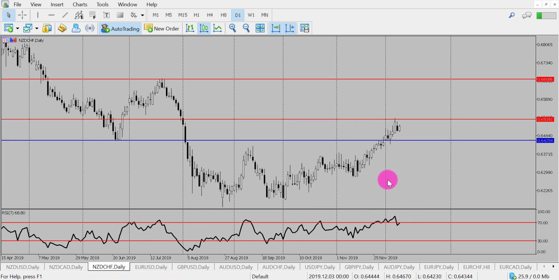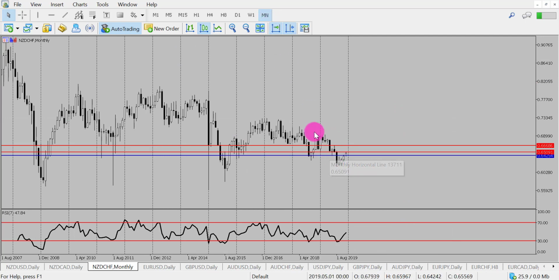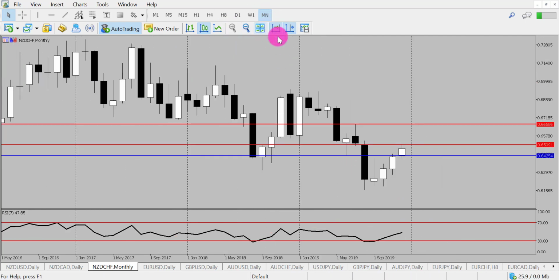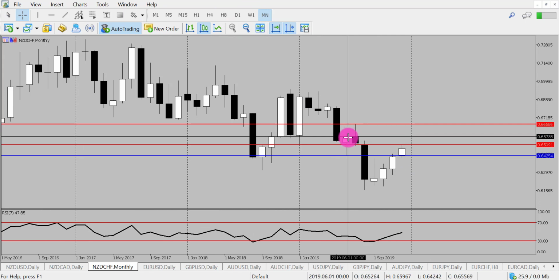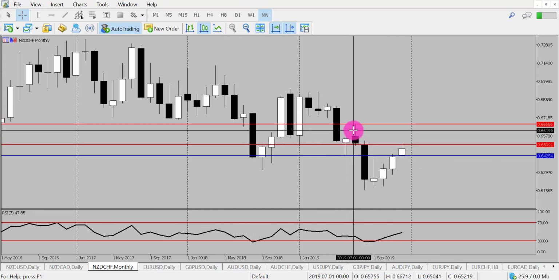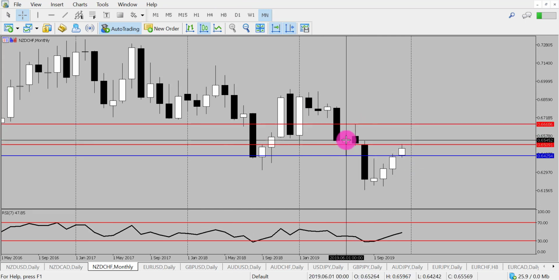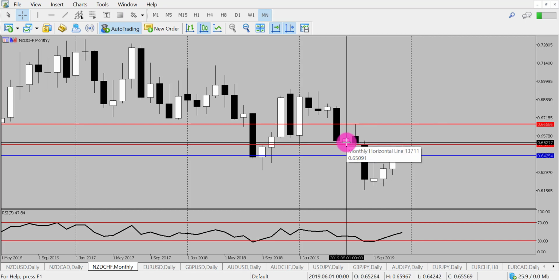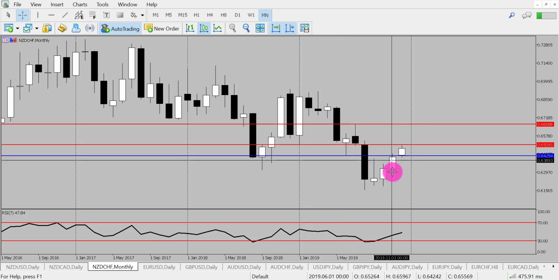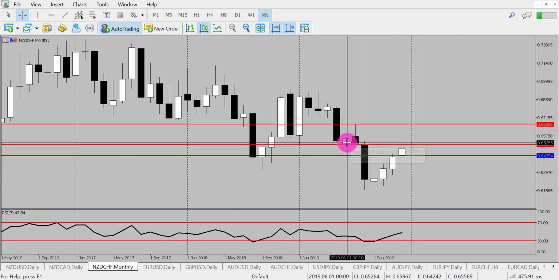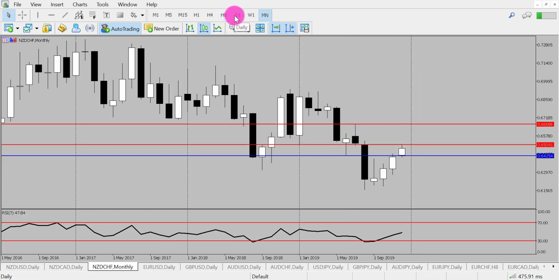Another chart of interest, Kiwi Swiss. The market again at an area of resistance. This time it's a monthly low. If I go to the monthly time frame and zoom right in, we can see that the market actually found a bit of support here on the monthly time frame in the past. That's a recent thing, in June of this year. The market found some support at this point, then broke through, but now we're retesting that area where the market used as support before.